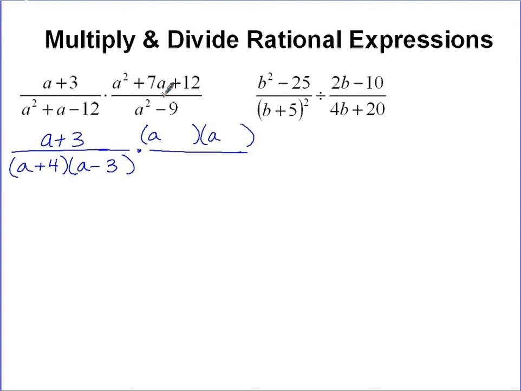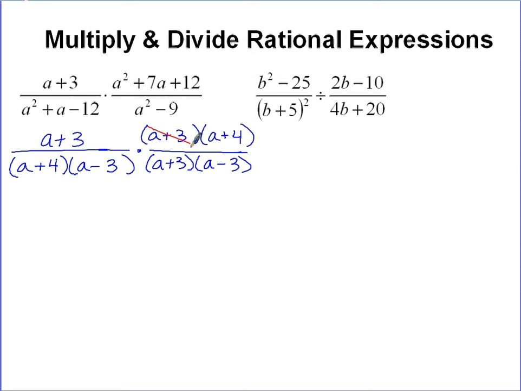A times a is a squared. They have to multiply to 12 and add to 7. That would be 3 and 4. And on the bottom in the denominator here, a squared minus 9, that factors to a plus 3 times a minus 3, because that's a difference of 2 squares. So then I want to reduce anything in common.